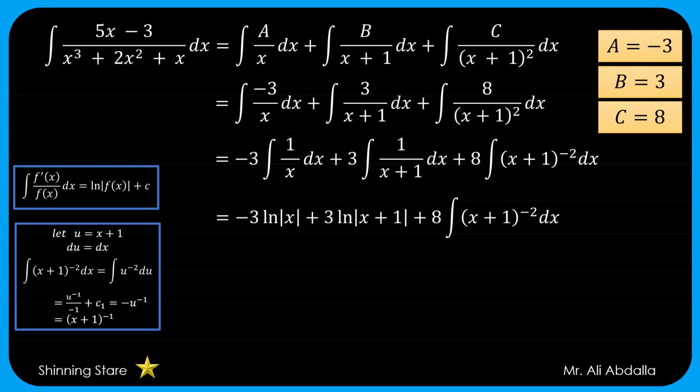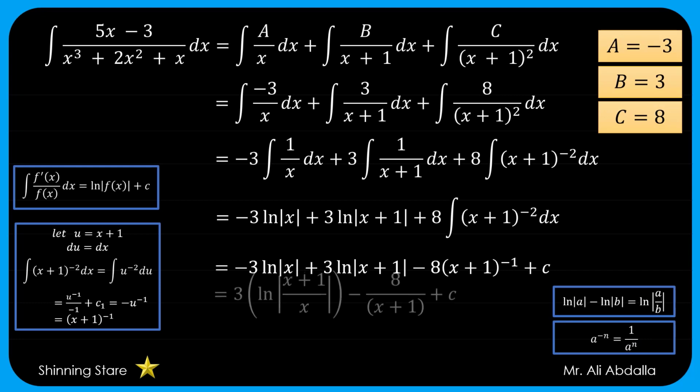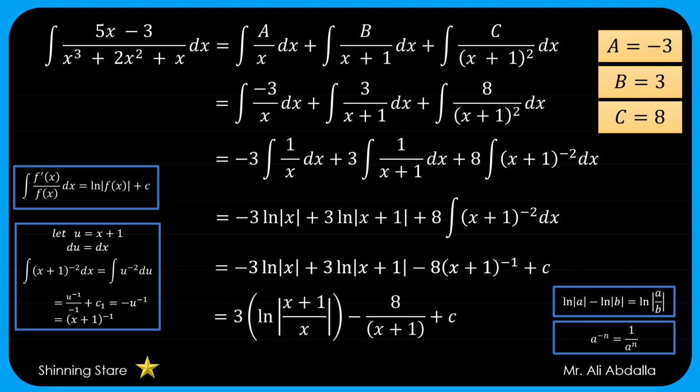Then we have our integration equal to negative 3 ln x plus 3 ln x plus 1, minus 8 times x plus 1 to the power negative 1, plus C. If we need to simplify again, we can use this rule: ln a minus ln b equals ln a over b, and a to the power negative n equals 1 over a to the power n. Then we get our integration in this form.